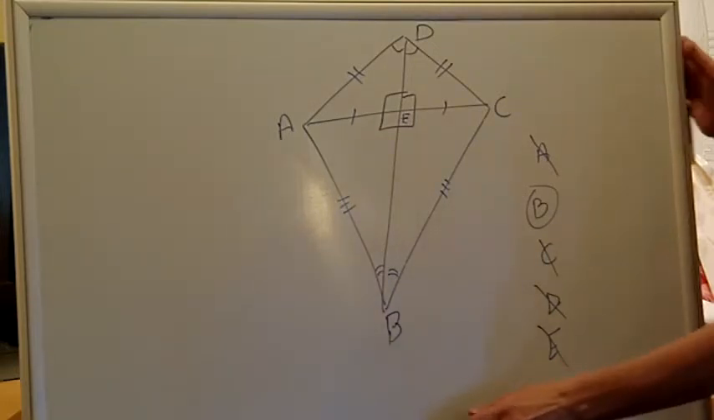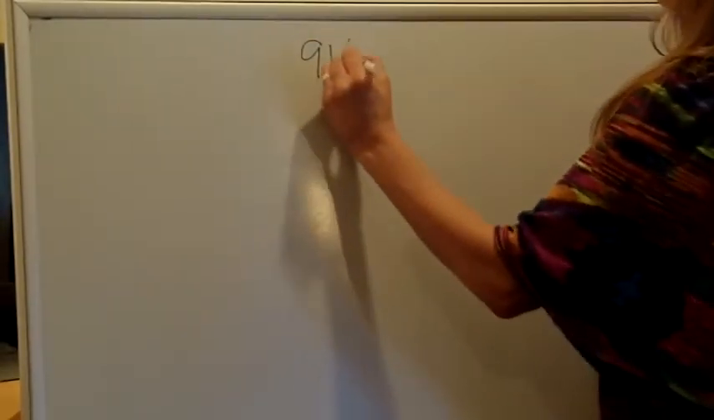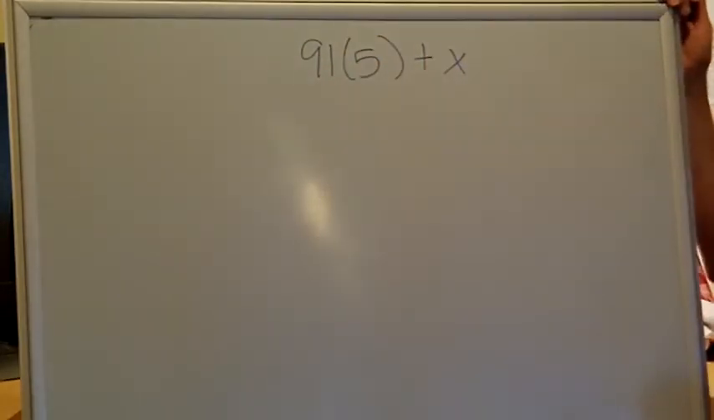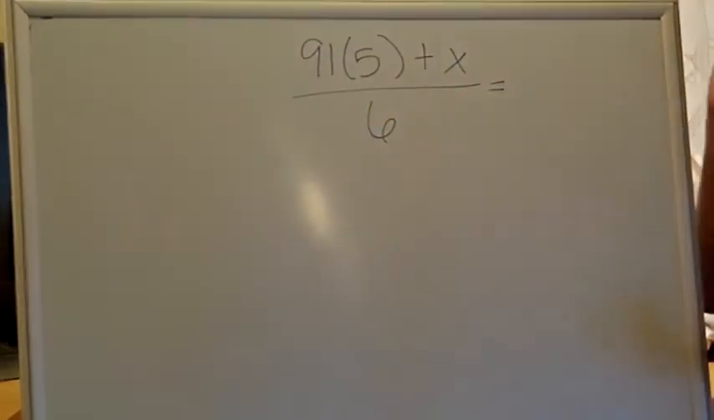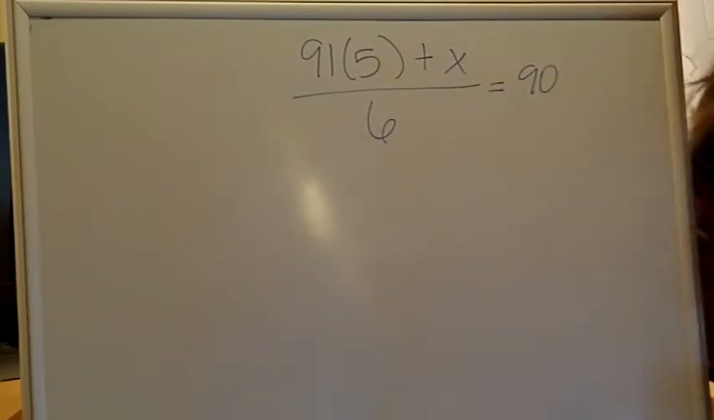What I propose is, you know that he's got a 91 average on 5 tests. We don't know what that 6th test is. But if we take it and divide this by 6, we need that to be 90, right? So I just set up that equation.